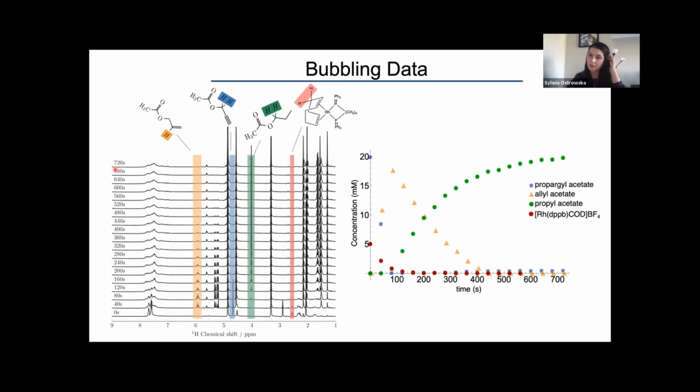Now, from this data, we have obtained the concentration profile for the reactants as a function of time. And here I'm just highlighting the areas which were integrated. In blue, I have highlighted the propargyl acetate. In orange is the allyl acetate, and in green is propyl acetate, and then it's red for our catalyst.